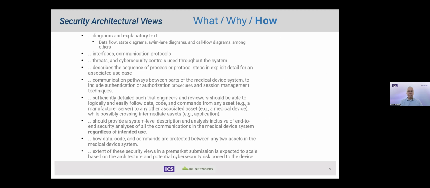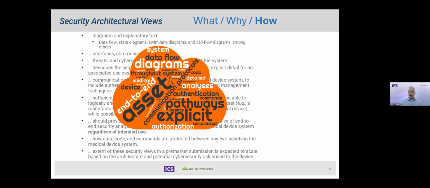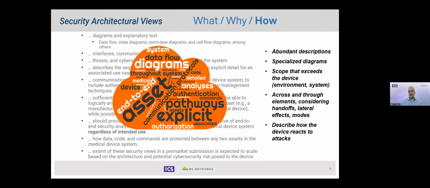Then, moving from why to how for these views, I pulled various sections from the guidance, and I was looking for a way to either summarize or make memorable. I tried a word cloud, and while its results were interesting, I fell back on a customized description here of things that I thought were consistent or important in the language from the guidance. And that's really a few ideas of, basically, they want abundant descriptions.